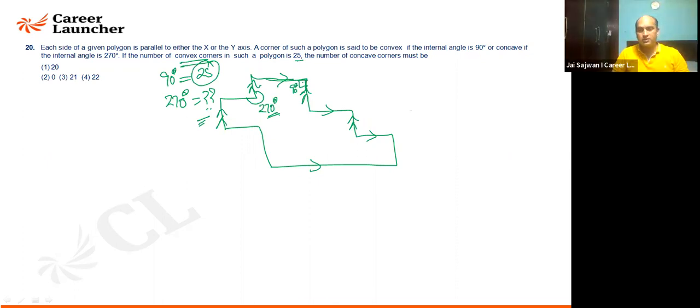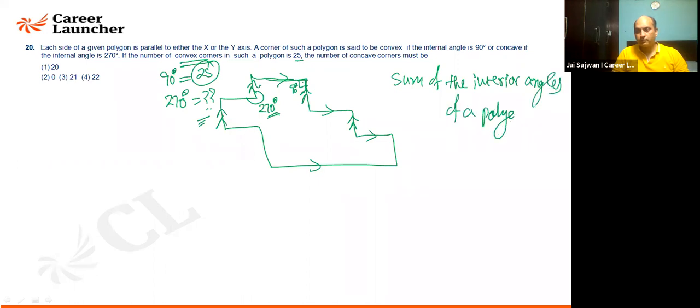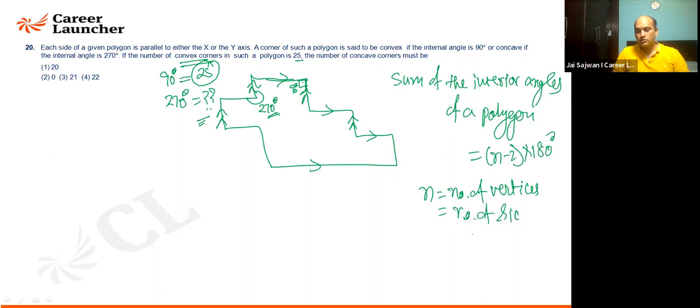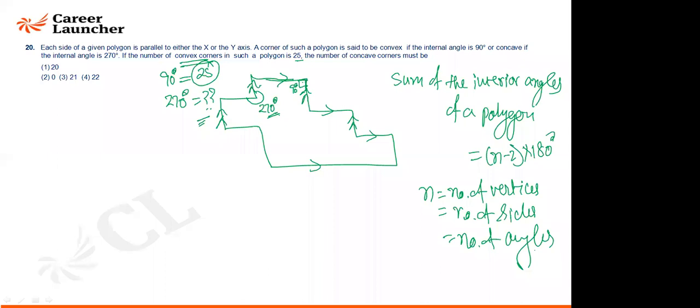I give you a hint. The sum of the interior angles of a polygon is equal to (n minus 2) into 180 degrees, where n is the number of vertices, which is also equal to the number of sides, which is equal to the number of angles. Fine. Try it out now.